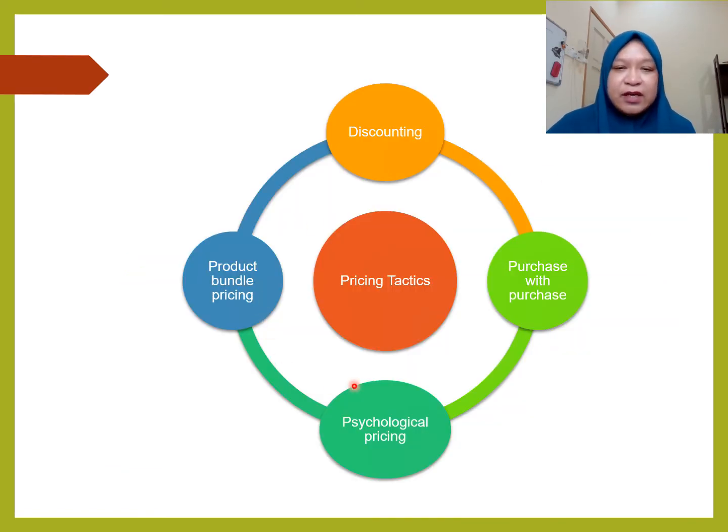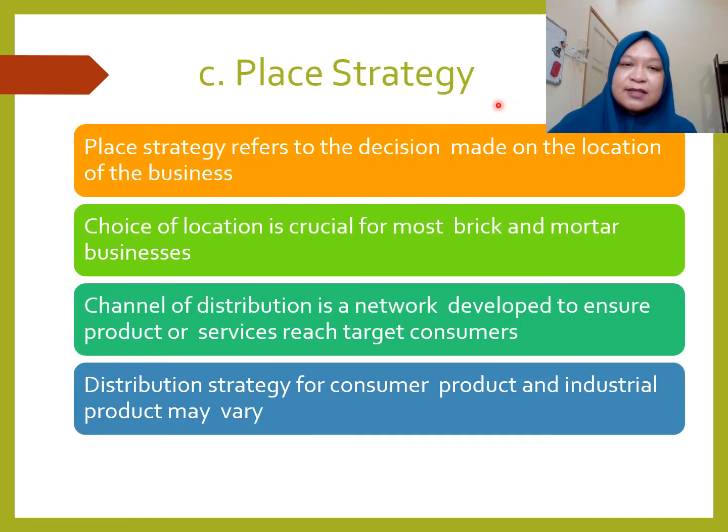We also have the pricing tactics. In terms of discounting, we give discounts from time to time. Purchase with purchase means that in order for the customer to purchase product A, they have to purchase product B first. Psychological pricing is where you set the price, for example, $7.99. People will psychologically think it's cheaper because it's not 8 ringgit. Or product bundle pricing, meaning that you bundle up a few products and then give a competitive price.